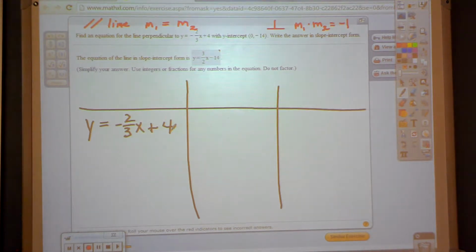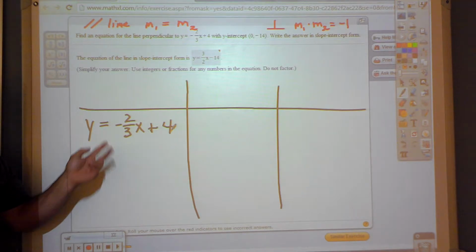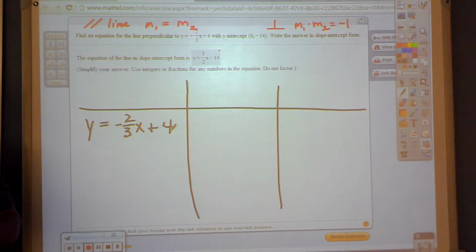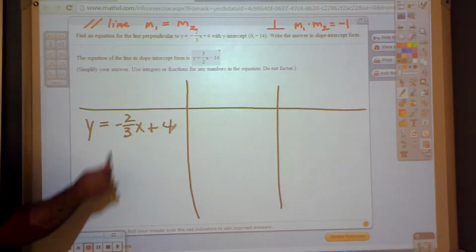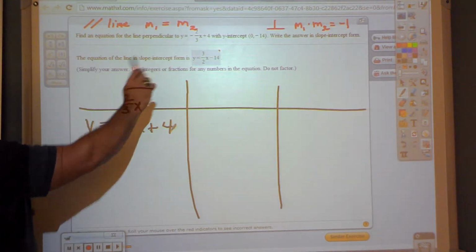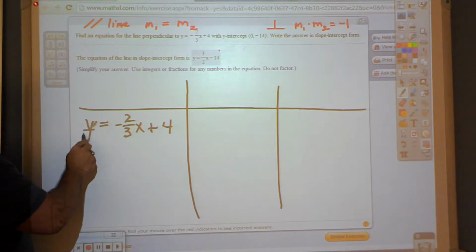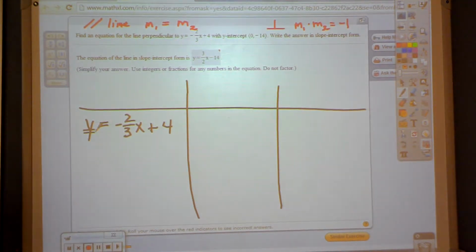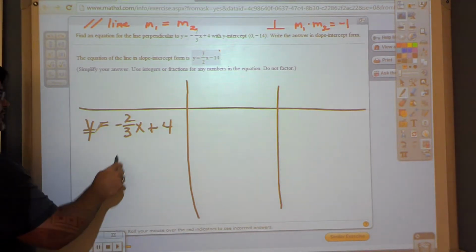Now, what I usually tell students to do here is make sure that y is by itself. So if I give you 2x plus 4y is equal to 8, what do you need to do before you start the problem? You need to solve for what? Y. Okay, so make sure when you start one of these problems, perpendicular and parallel, that the y is by what? By itself.